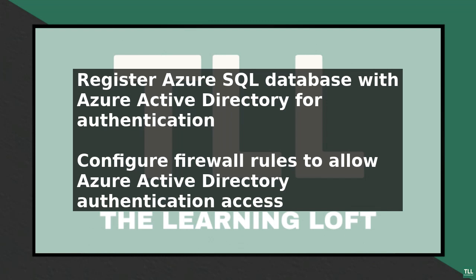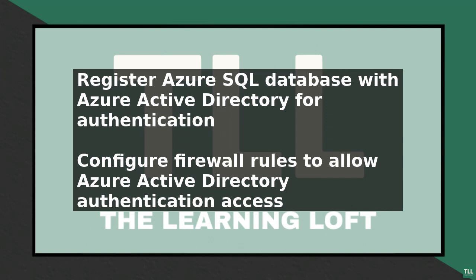Once you have added the admin, you need to configure the firewall rules to allow Azure Active Directory authentication. After configuring the firewall rules, you need to create a contained database user in your Azure SQL database. This user will be used to connect to the database using Azure Active Directory authentication.